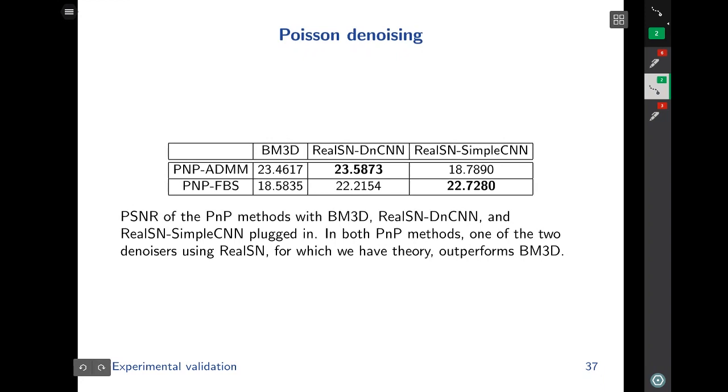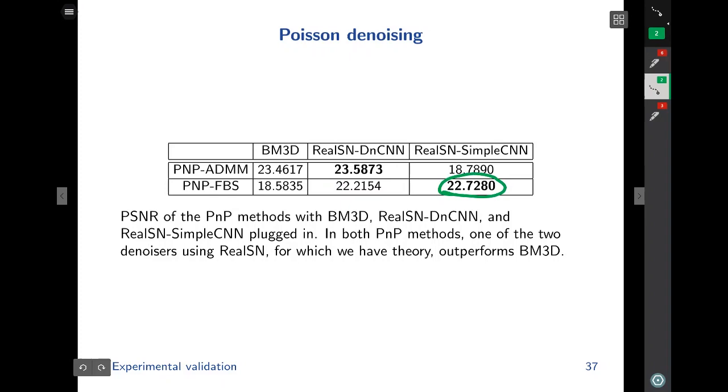This table shows the peak signal-to-noise ratio of the plug-and-play methods coupled with BM3D, real SN DnCNN, and real SN SimpleCNN. For both plug-and-play methods, plug-and-play ADMM and plug-and-play forward backward splitting, one of the two denoisers using real SN, for which we have theory, outperforms BM3D.